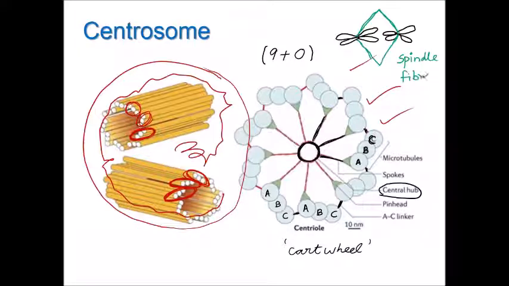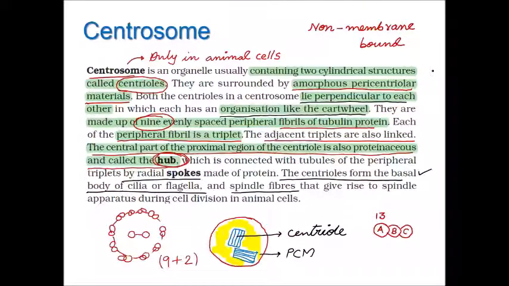So right now, just remember that spindle fibers are fibrous or thread-like structures which attach to the chromosomes during cell division. They split the chromosomes into two so that they can be equally divided among two cells. And these spindle fibers are formed from structures called centrioles. Without centrioles, spindle fibers cannot be formed. And this is very important in the case of cell division in animal cells.